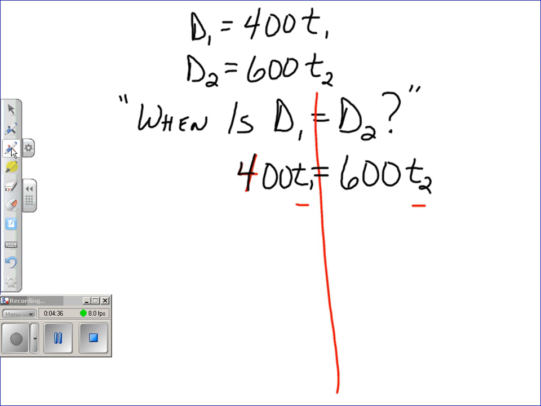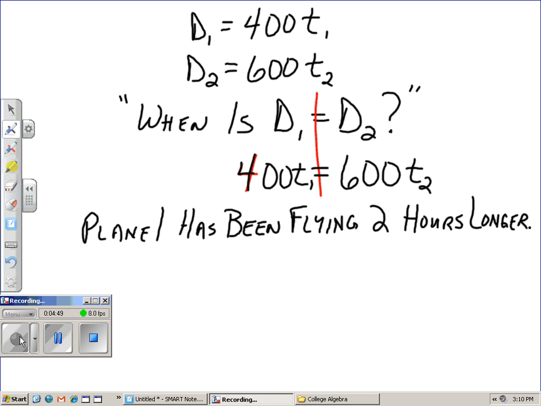We'll learn that later. So we have to rewrite everything as T1s or rewrite everything as T2s. It doesn't matter which way we go, but we have to rewrite the equation so that there's just one variable in it. So I have to figure out how to relate T1 and T2.